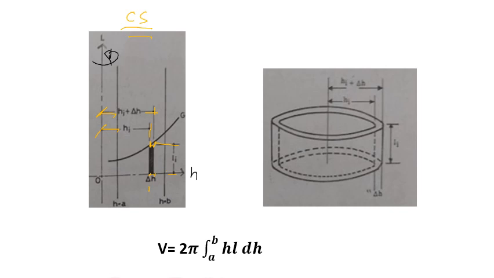So if you try to revolve this rectangular strip, you can form it like this. So getting the volume, that's 2 pi integration of HL dH from A to B, which is represented by the cylindrical shell method. Because you will form a cylinder, that's why it's the cylindrical shell method.